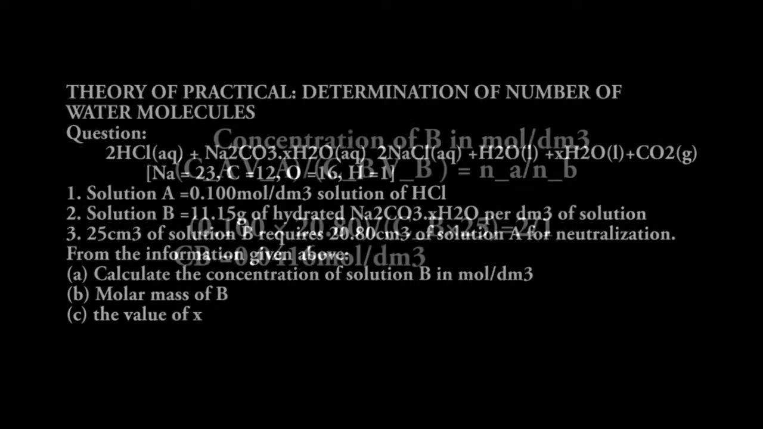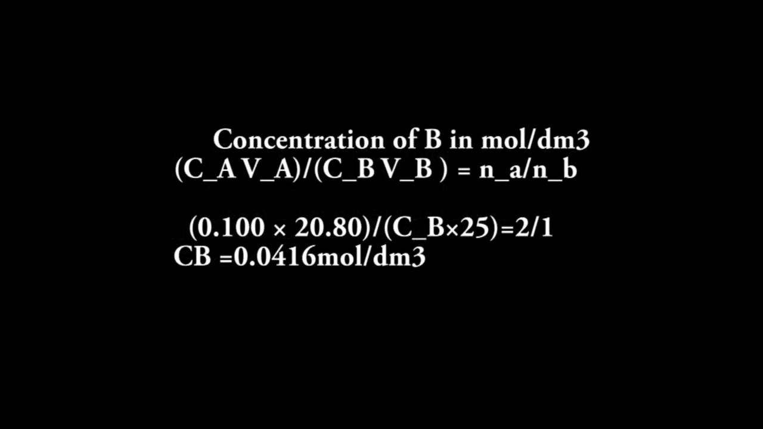Solution. To find the concentration of B in mole per dm³, we apply our stoichiometric formula. Then substituting our parameters into the stoichiometric formula, we obtain the molar concentration of Cb to be 0.0416 mole per dm³.